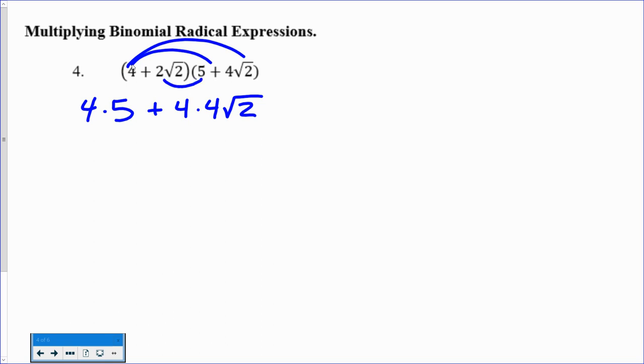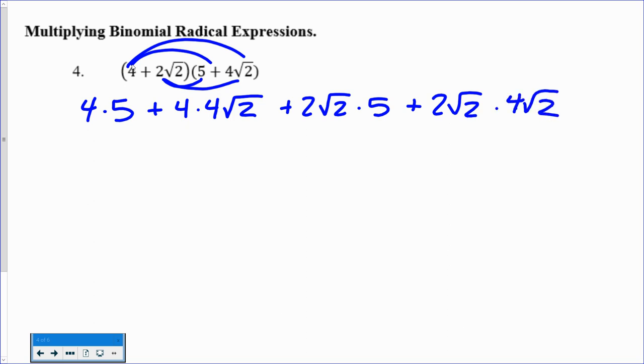Next I got my inside term. So I have plus 2 square root of 2 times 5 and plus 2 square root of 2 times 4 square roots of 2. Okay, so I'm writing this out in a longer form just to do this the first time. If you're able to skip to this next step that I'm going to do, that's totally fine. Many of you would put 20 before you write down 4 times 5, but I wanted you to look at the ones that have radical parts to them, because when I'm multiplying 4 times 4 square roots of 2, I can only multiply together the numbers that are outside of the radical. So only 4 and 4 are being multiplied, so that would be 16 square roots of 2.